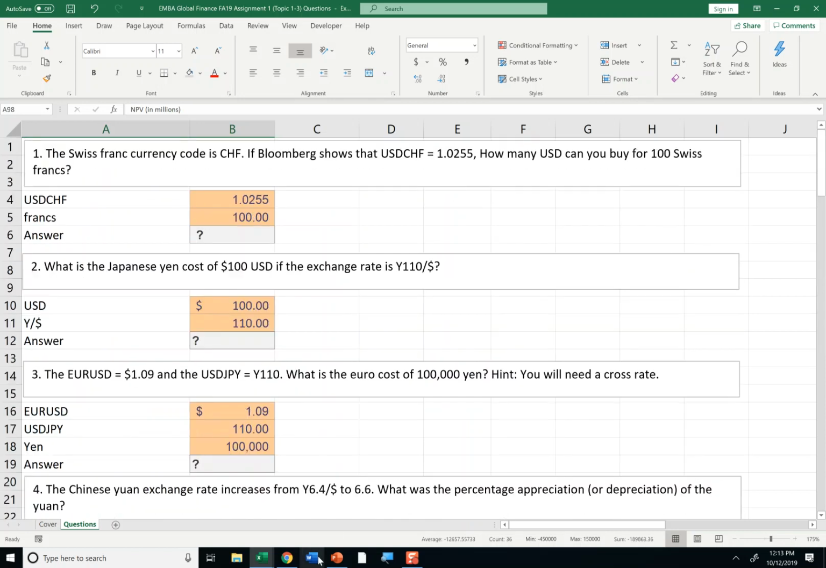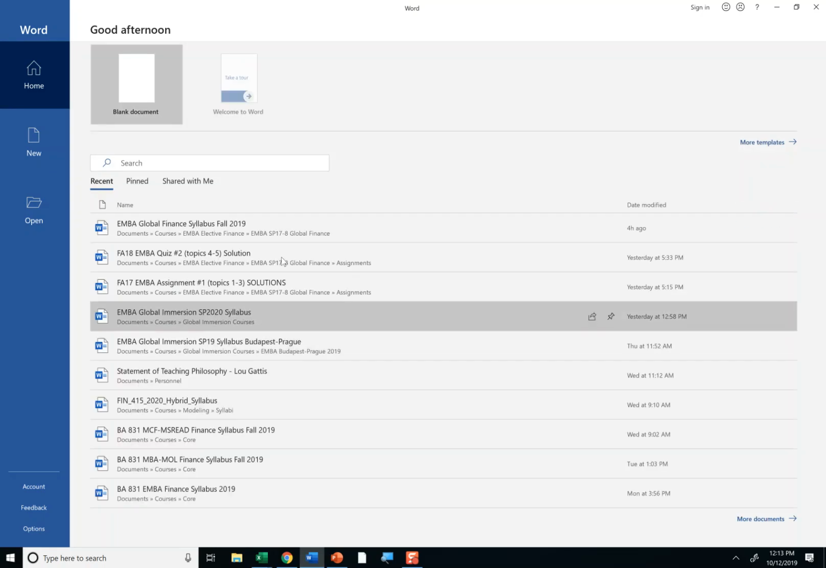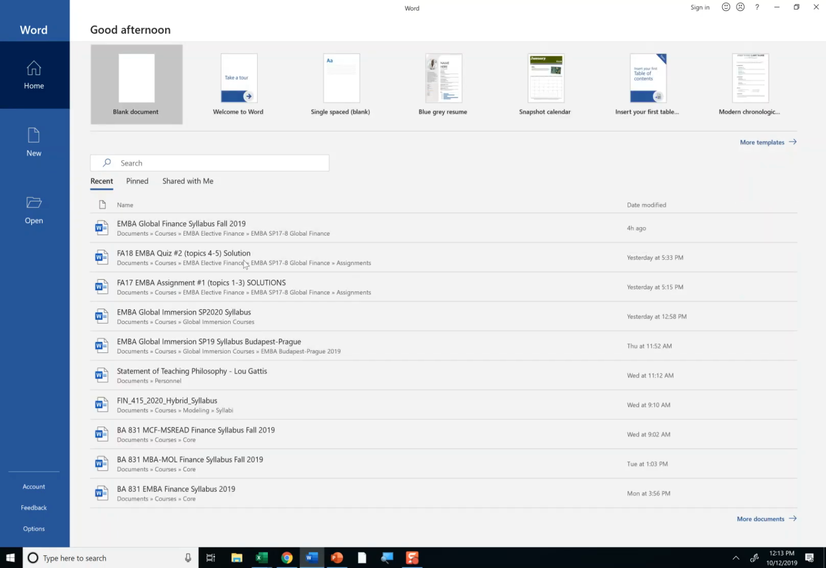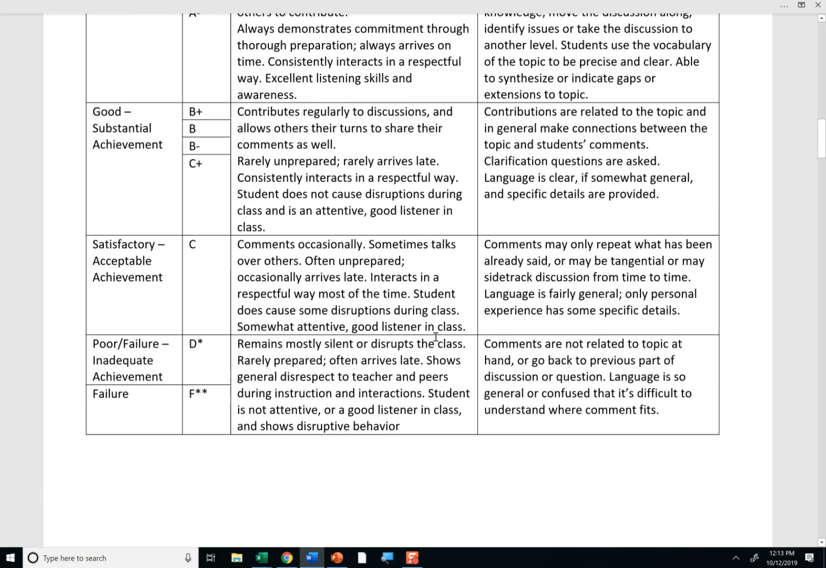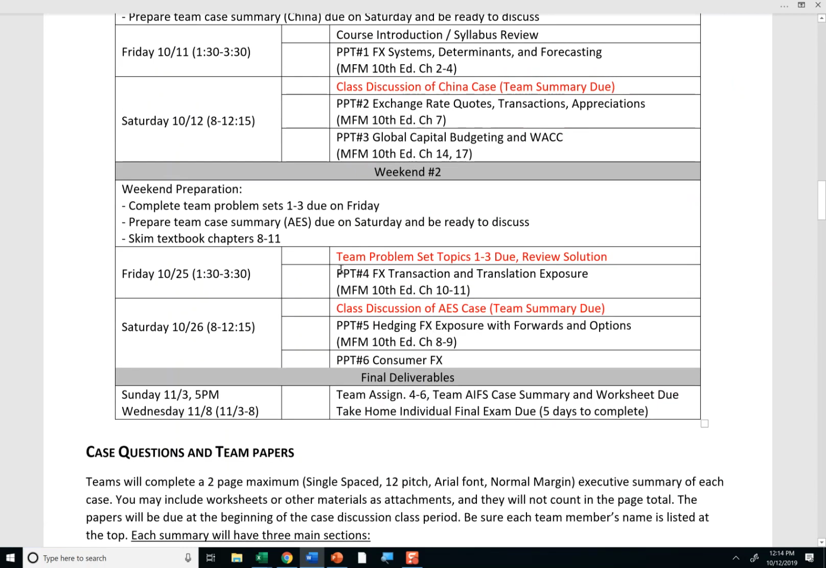Next week, let's take a look. You also have something else due next week, unfortunately. So we're going to do that problem set. It's just going to be that one. It says topics 1 through 3, but it's one worksheet. I'll do a lecture on transaction and translation exposure after that. That'll take about an hour. And then we'll do the EAS case.